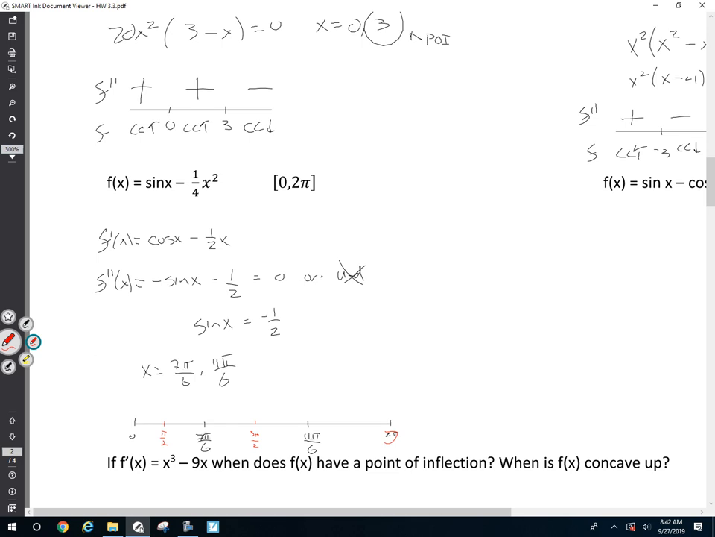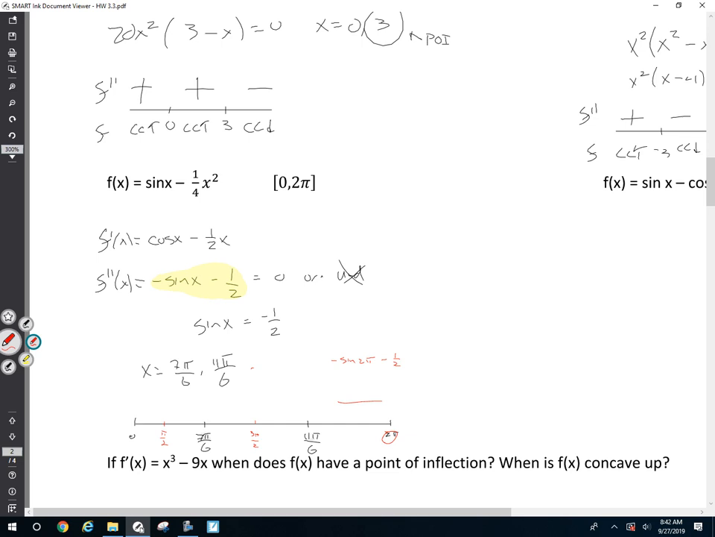Now, go back to our second derivative. Negative sine x minus a half. Don't remove anything. So let's see. Let's start with 2 pi. Negative sine 2 pi minus a half. Sine of 2 pi is 0 minus a half, negative.